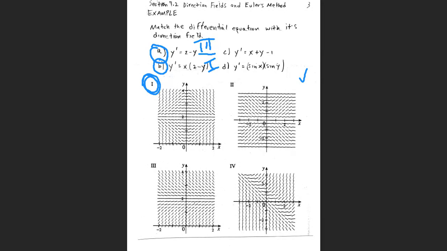The graph number 2 here does have flat slopes along the vertical y-axis, but when you're at y equals 2, those points don't have flat slopes, whereas here along y equals 2, the slopes are flat. Does that make sense, class? Are there any questions on that?